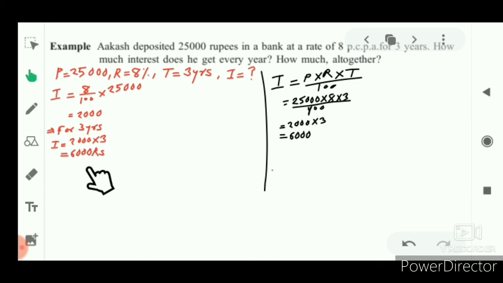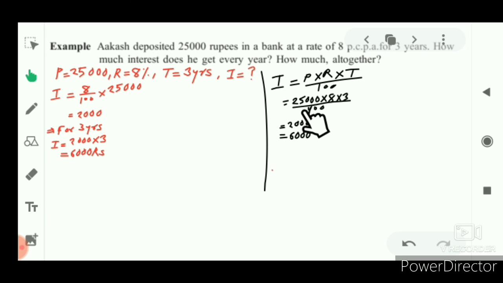Okay, so this type of problem can also be done in the way as if principal amount is given, rate of interest is given, and the time for which we are dealing with that amount, that is the time period is also given, and we have to calculate the interest. Then we can also use the formula interest equal to principal into rate of interest into time divided by 100. I equal to PRT by 100. We can also use this formula for such type of questions.